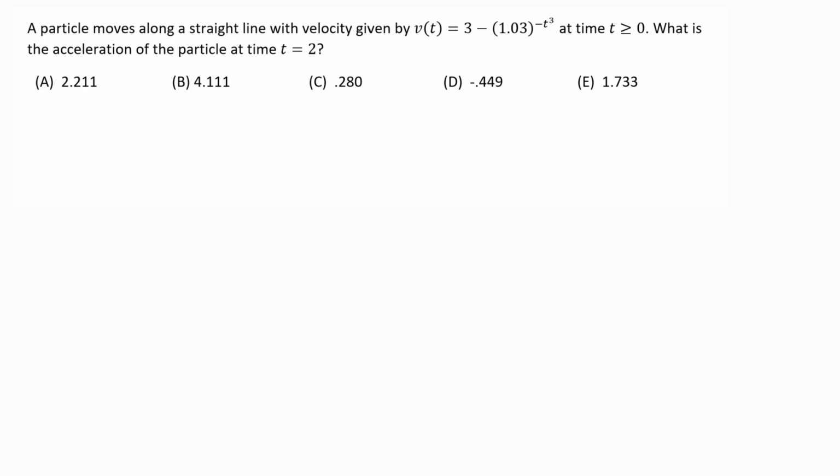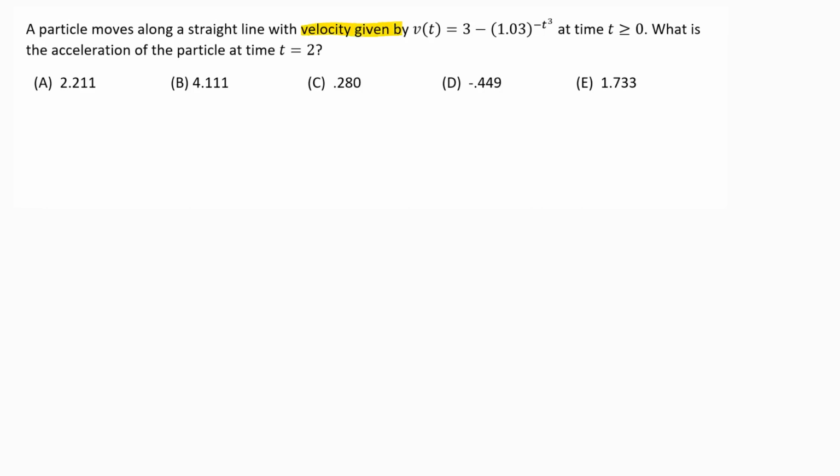In this example, we are being given a velocity equation for a particle with this equation right here, but they're asking us about the acceleration of the particle at a specific time. What we have to do is we've got to know this classic little physics relationship that they want us to know like the back of our hand when we go in to take this test.